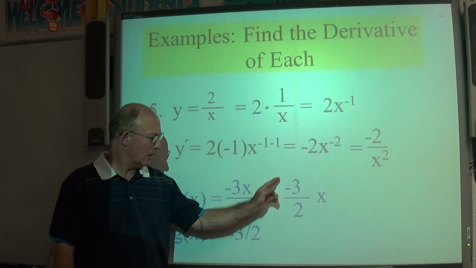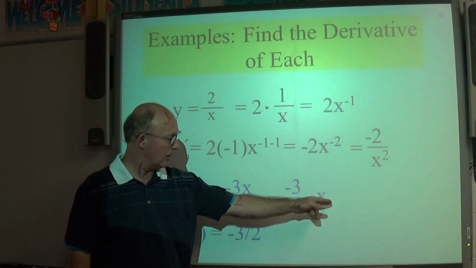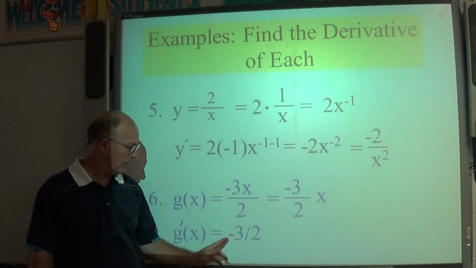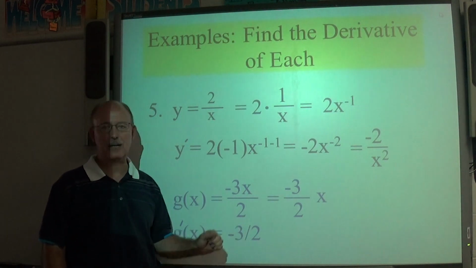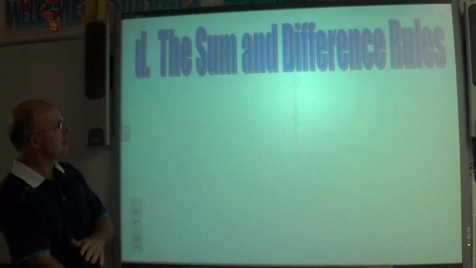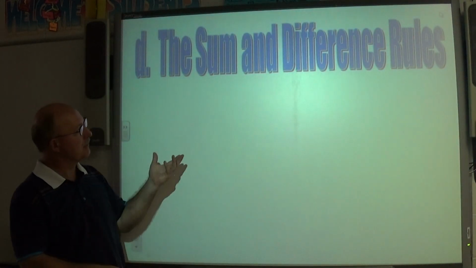And you're dropping the x variable, and the derivative is going to be your coefficient. So the derivative here is going to be negative 3/2 x. You just basically drop the x. Okay, let's move on to what's called the sum and difference rules.